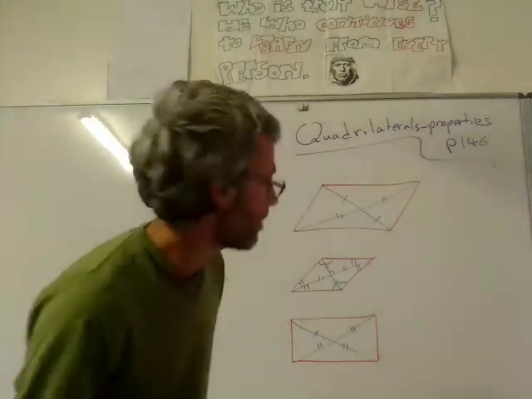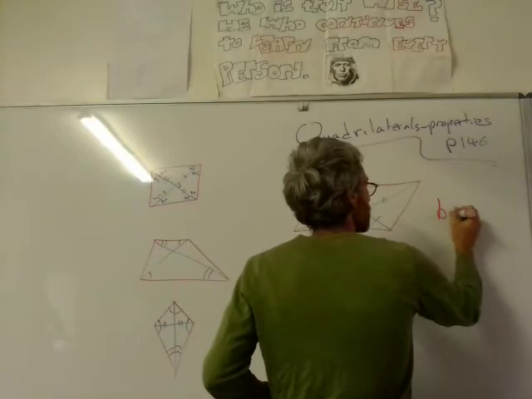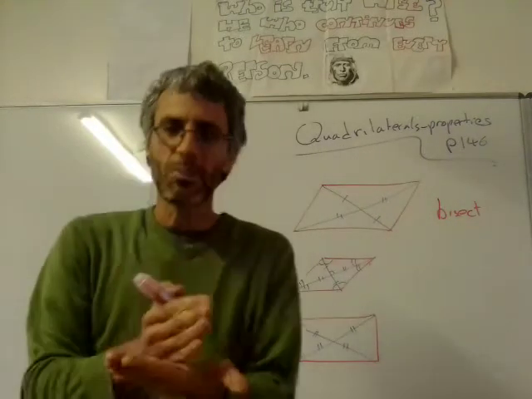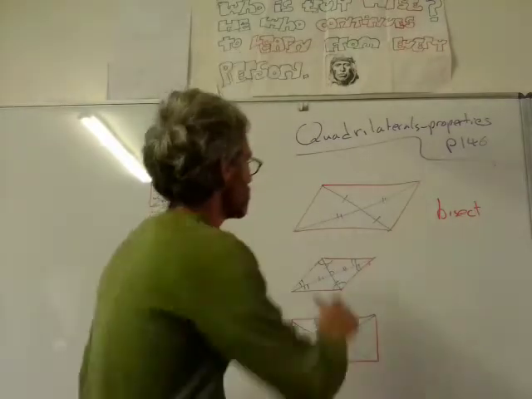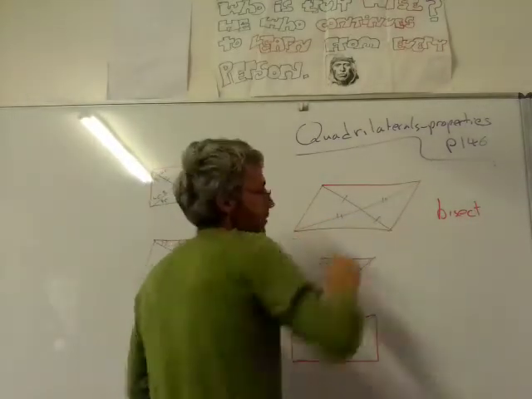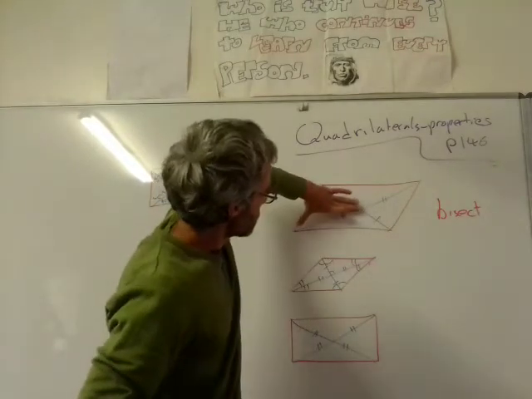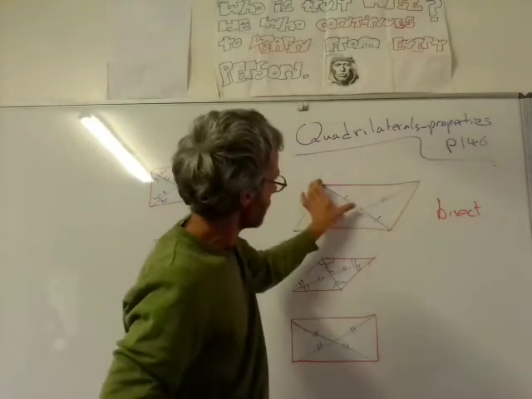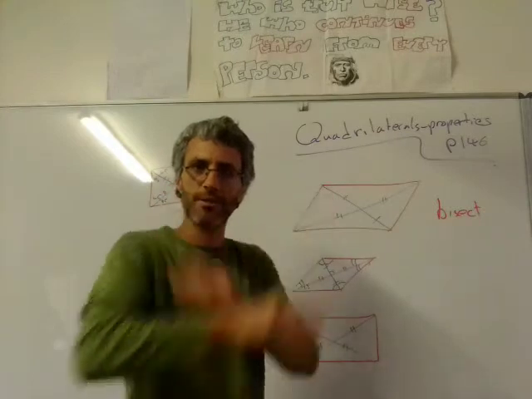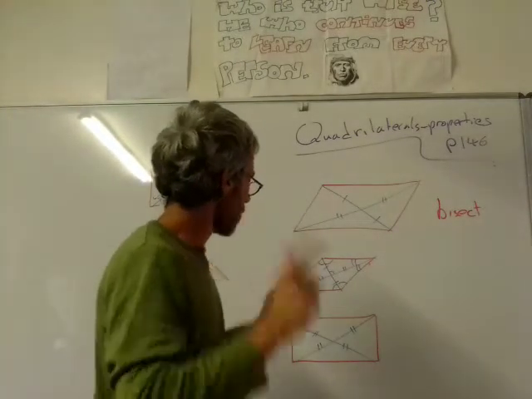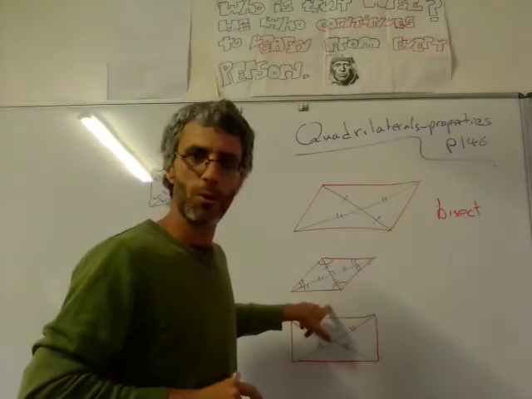Let's write that word, bisect. Okay? That's a word we're going to use a lot today. So bisect means split in half. Okay? So you can see these two diagonals, they're not equal to each other. This you can see is shorter than that, but this is equal to that, and that is equal to that. So the diagonals bisect each other.